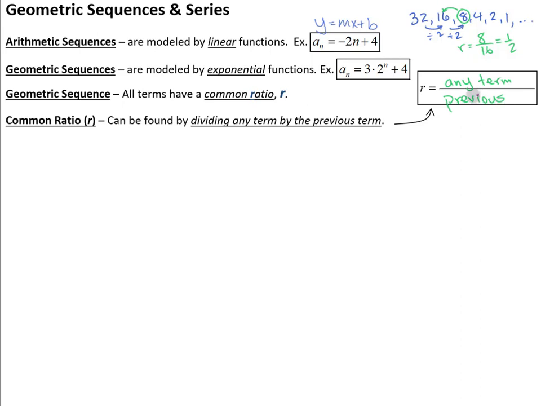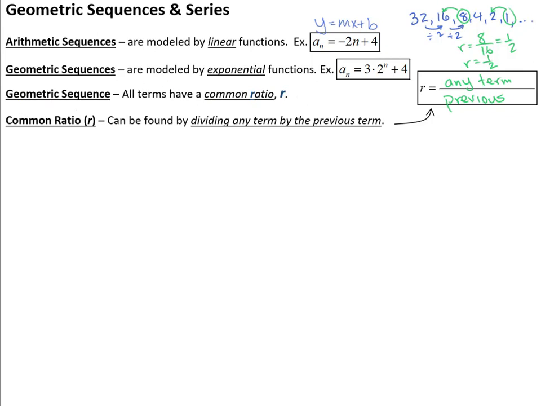This is also a way to guarantee a list is geometric. If you were to do this again, take any term and divide it by the previous term, pick some easy numbers this time, and they reduce to the same ratio, then we can say all terms have a common ratio, and that makes it geometric.